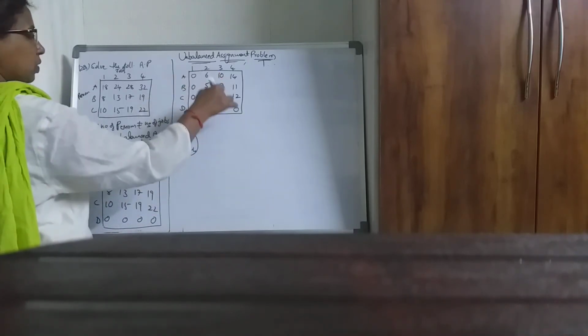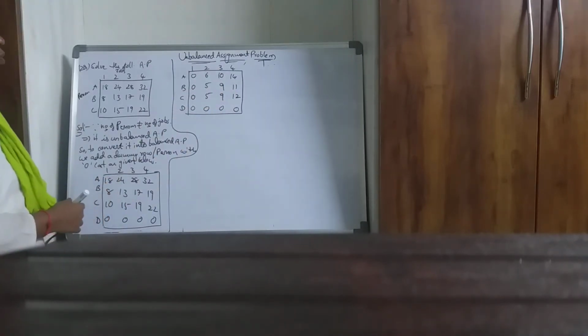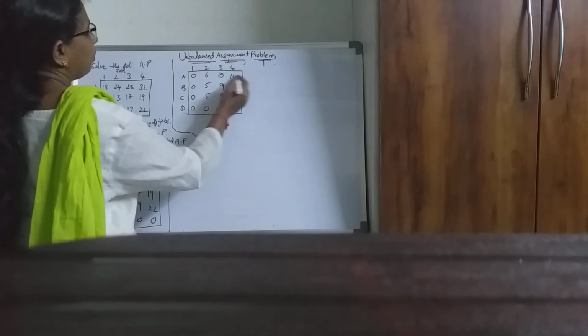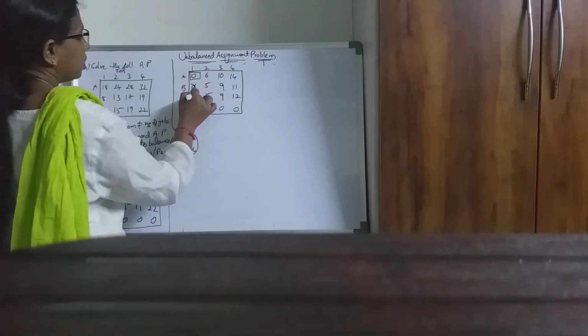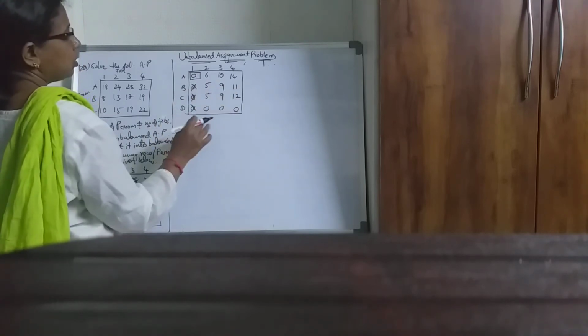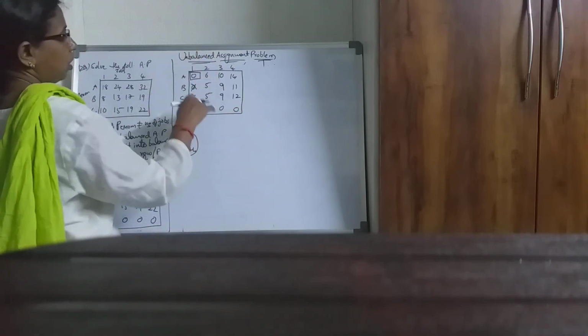Each column is also having at least one zero. Now start making the assignment, row wise. Come to first row. You have only one zero. Make an assignment here and cross off all other zeros in that column. Second row, third row, you don't have any zeros. Fourth row, you have three zeros. Don't make any assignment. Come column wise.